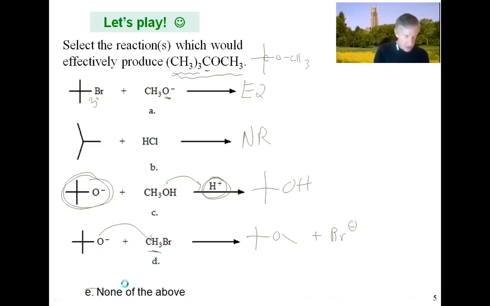So it is one of the above. Oops, sorry. It is one of the above. It is D, golden child. Okay? We like this one. How'd you do?